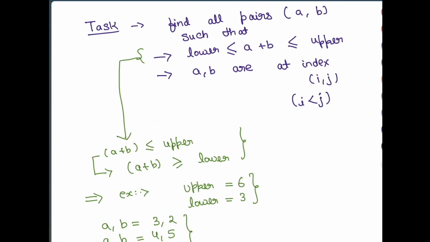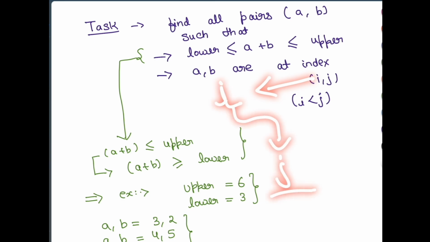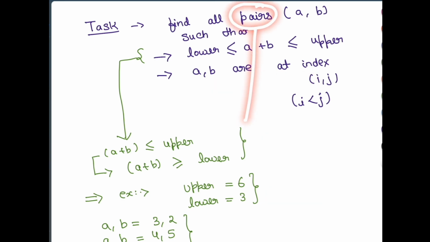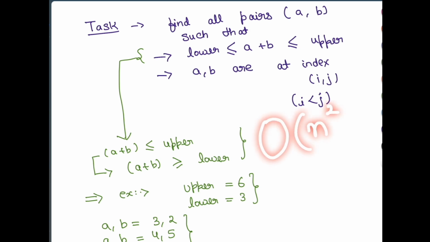Now one way to solve this problem is to run 2 loops. The first loop is for the index number i, and for each index i, run another loop for index number j. This way you can form all the pairs and check for each pair whether it is less than or equal to upper and more than or equal to lower. If it is, then you will count it. If it is not, then you will not count it. The time complexity is going to be O of n square because we are running 2 loops, one for i and one for j.